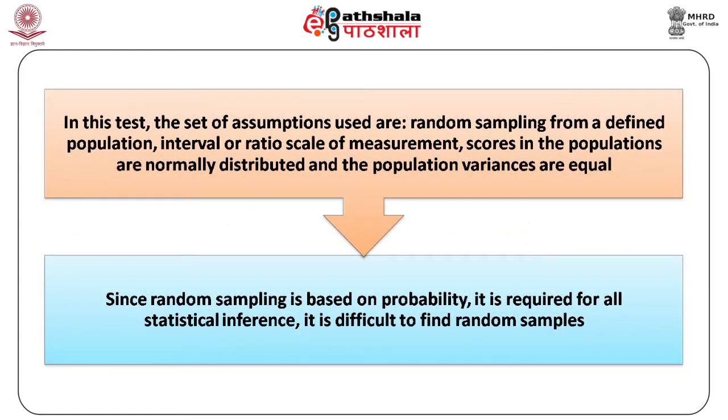In this test, the set of assumptions used are random sampling from a defined population, interval or ratio scale of measurement, scores in the population are normally distributed, and the population variances are equal. Since random sampling is based on probability, it is required for all statistical inference. It is difficult to find random samples.